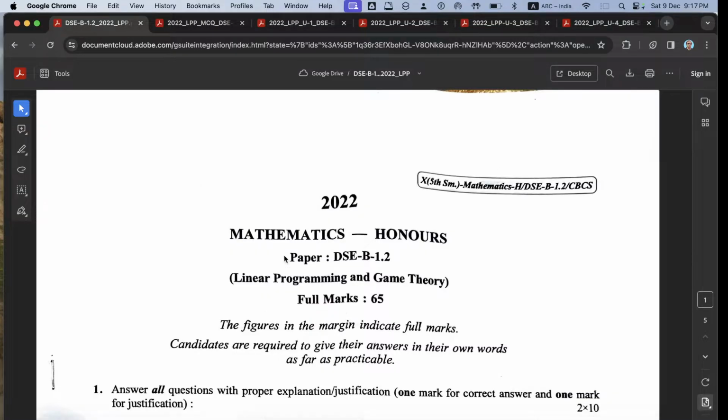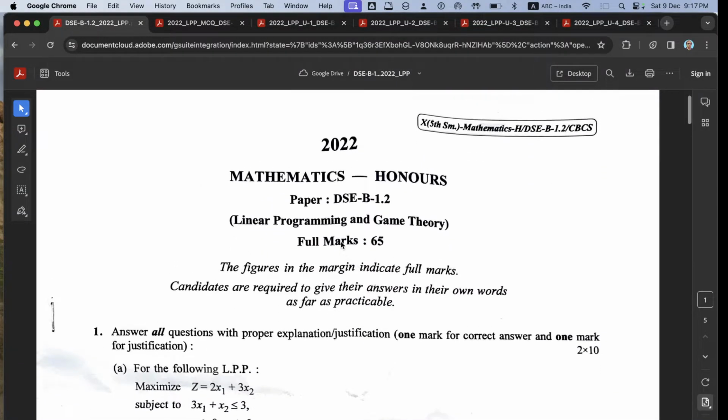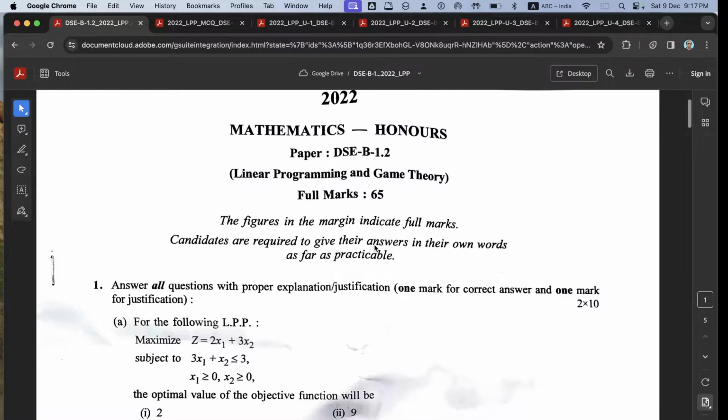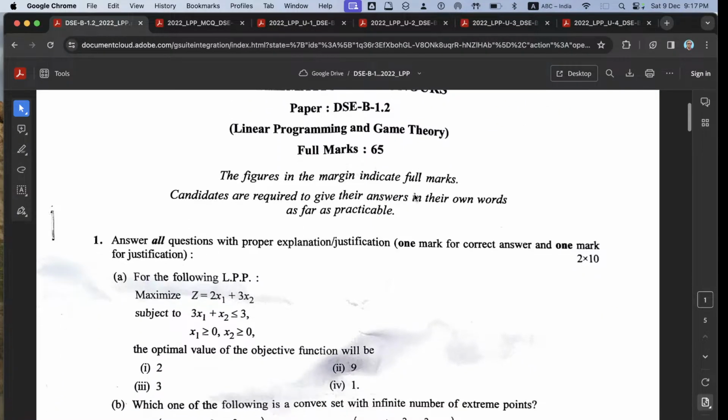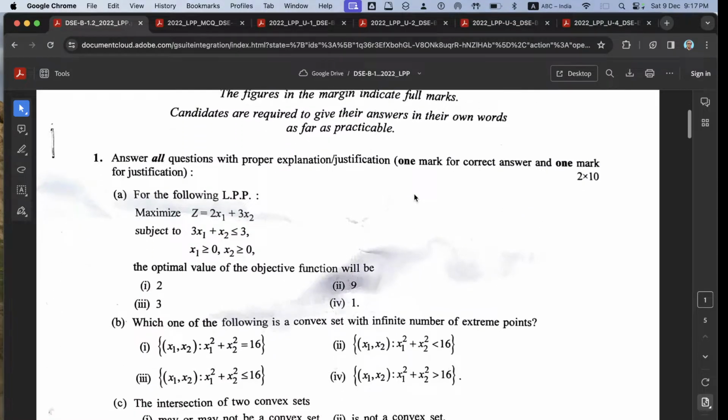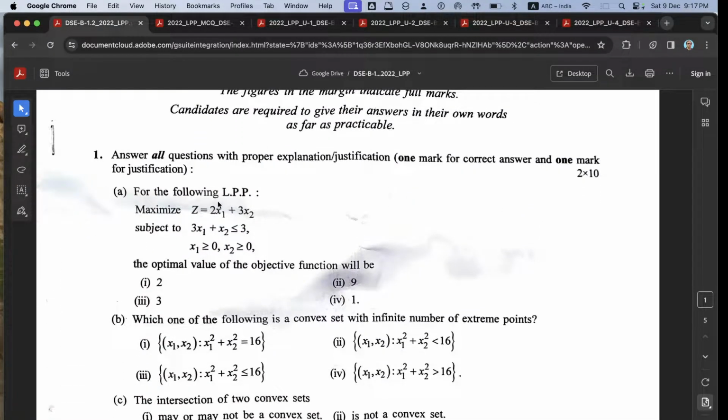This is the question paper 2022, LPP and Game Theory, Linear Programming and Game Theory. Question 1A. For the following LPP, what will be the optimal value of the objective function?